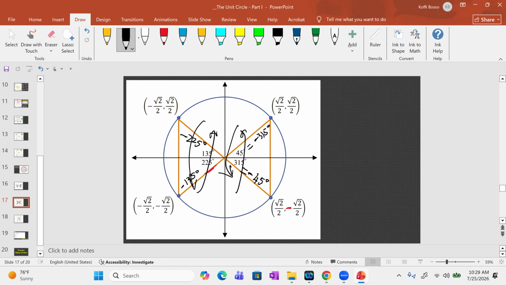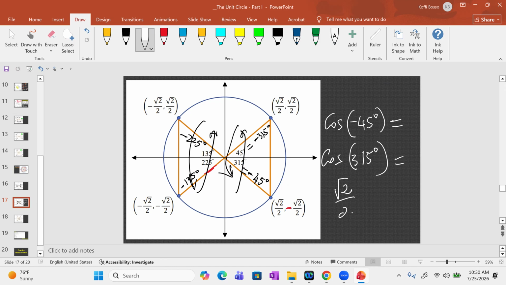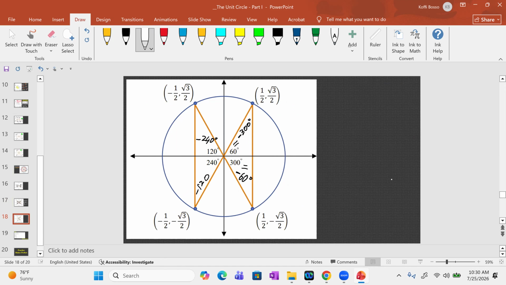So that means, if they ask you, what is cosine of negative 45 degrees? That's a good question. The cosine of negative 45 degrees is the same as cosine of 315 degrees, because when you switch, 315 degrees is the same as negative 45 degrees. And what will be the answer here? The cosine is the x value, the first coordinate, so the answer will be radical 2 over 2. Simple like that, you see? And you have the same thing for the 60 degrees.